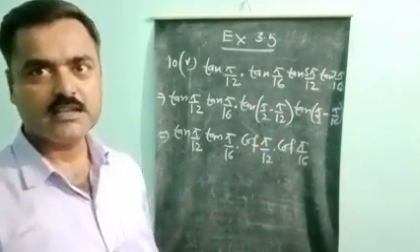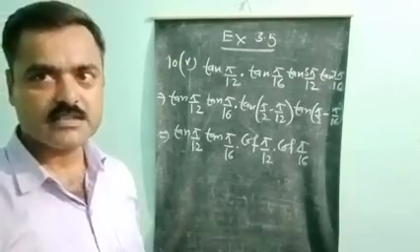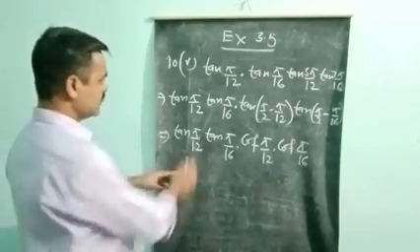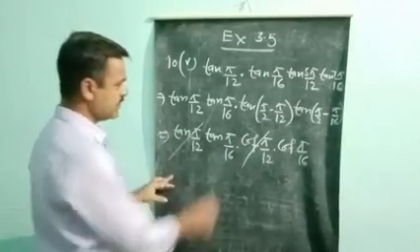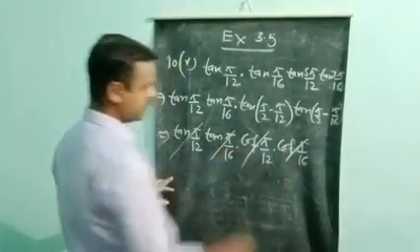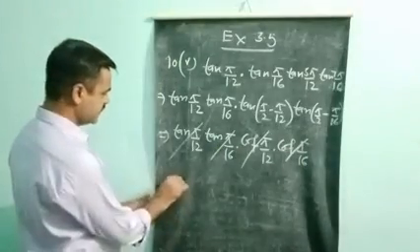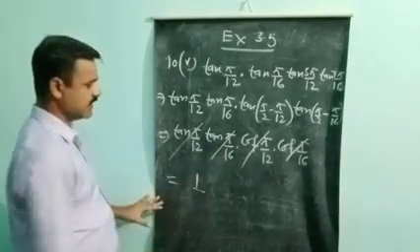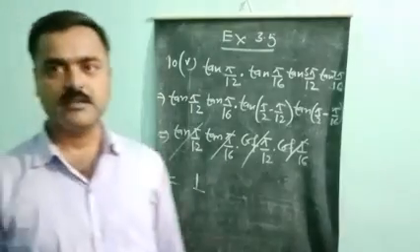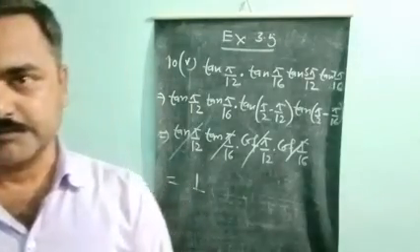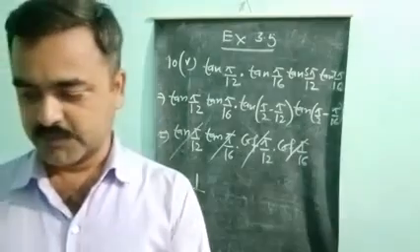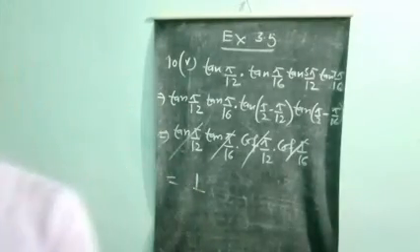Now you know that tan theta is just the reverse of cot theta, so tan pi by 12 and cot pi by 12, and tan pi by 16 and cot pi by 16 cancel out, so the answer is 1. So the final evaluation is 1. Okay, have a look and make a note.